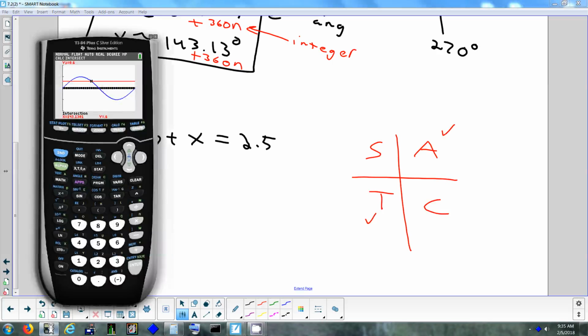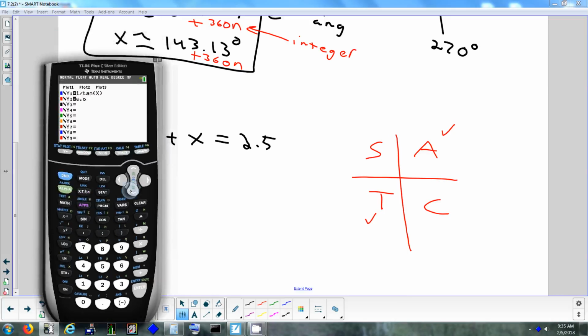All right. So let's graph tangent of x, or cotangent. So I have to do 1 divided by tangent. I want to know where it equals 2.5. Okay, I'm just going to do zoom 7 so you can get kind of a broad look at it. So in a second, we're going to have a line at 2.5. It's going to hit it a bunch of times. You generally want to find the first positive answer, which is right there.